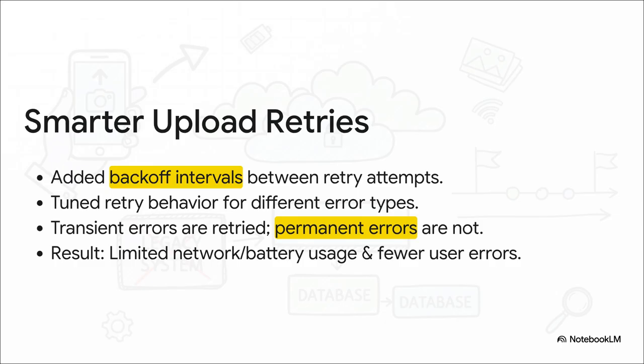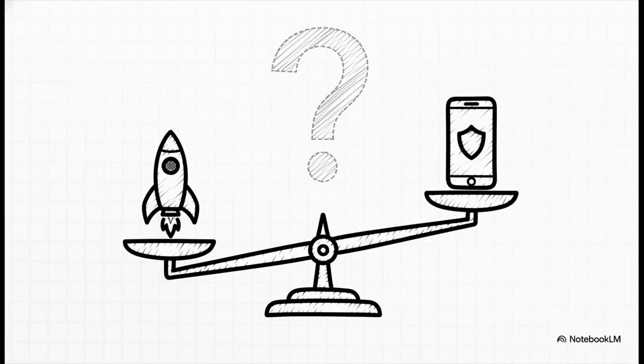If it's just a temporary network hiccup, sure, it'll try again. But if it's a permanent error, like the file is corrupt, it just stops. That saves resources and keeps users from getting annoying errors. Okay, so reliability is table stakes.